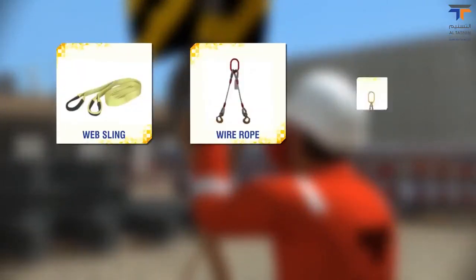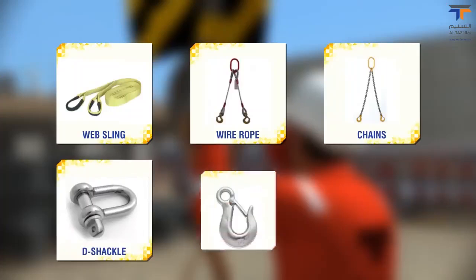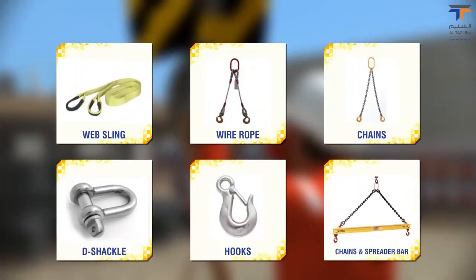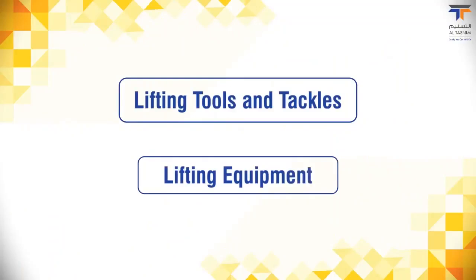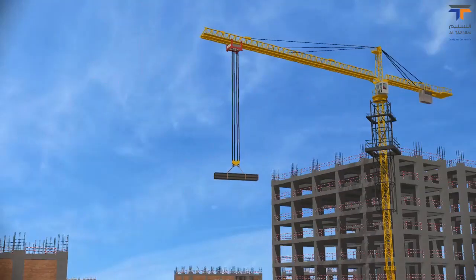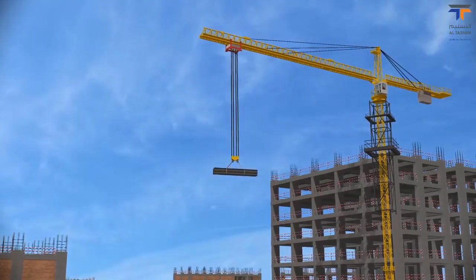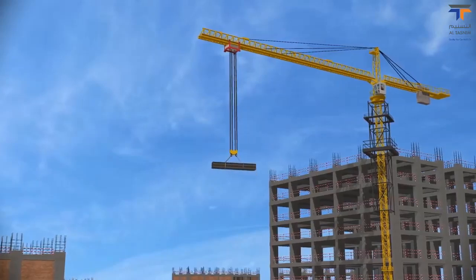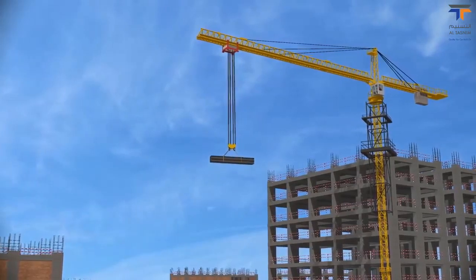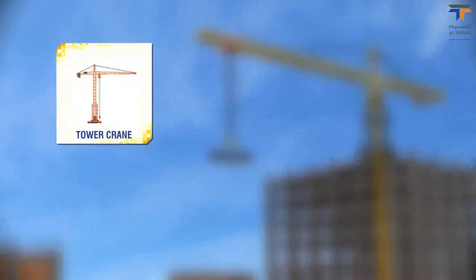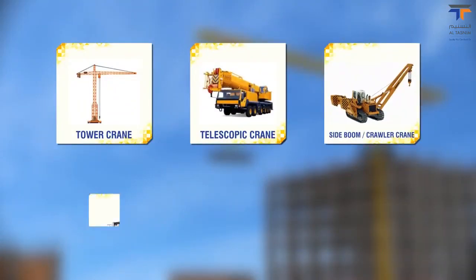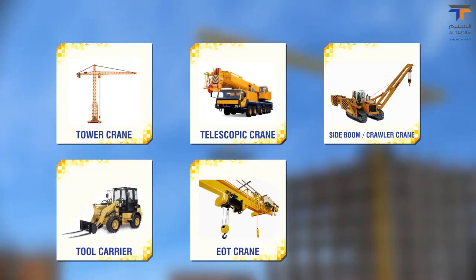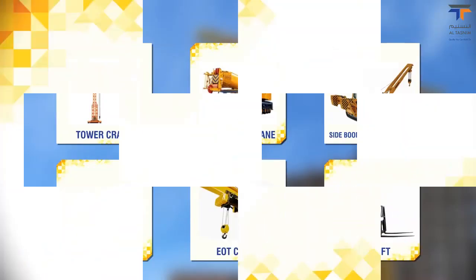For example, web sling, wire rope, chains, D-shackle, hooks, and spreader bar, etc. Lifting equipment. Lifting equipment are used for lifting load or material and moving it from one place to another with the help of lifting tools and tackles. For example, tower crane, telescopic crane, side boom, crawler crane, tool carrier, EOT crane, and forklift.